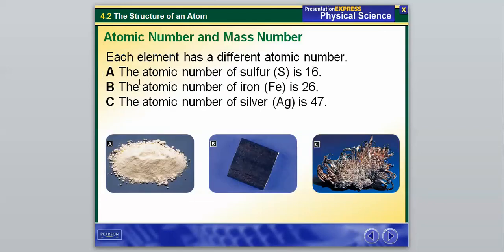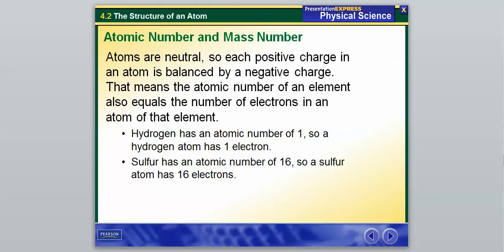Here are some more examples. The atomic number of sulfur is 16, iron is 26, and silver is 47. That is simply because if we looked at the nucleus of each of those atoms, sulfur would have 16 protons, iron would have 26, and silver would have 47. So that is the atomic number, simply the number of protons.